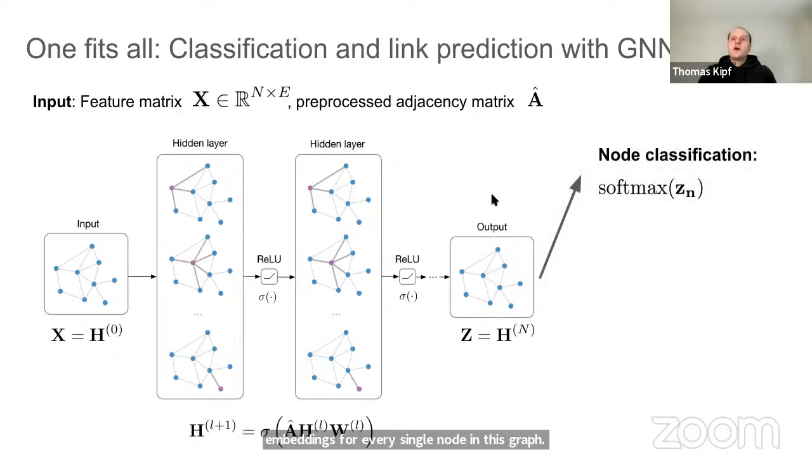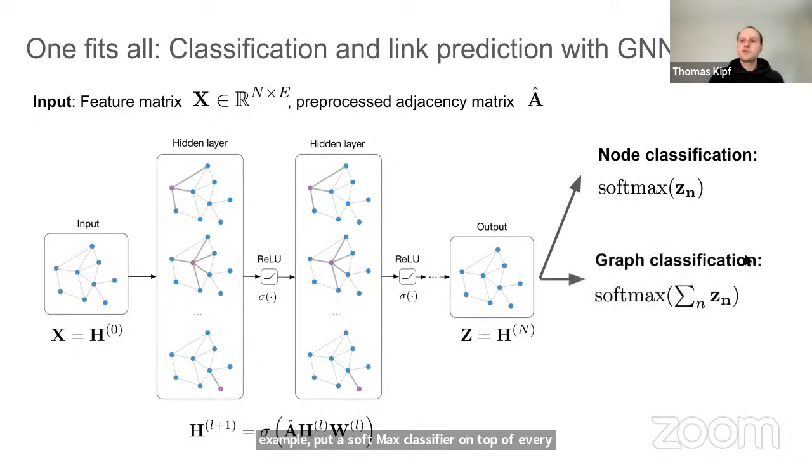And so now we have various different downstream tasks we can apply just based on this final node representation that we get out of the model. In the simplest case, for node classification, we can, for example, put a softmax classifier on top of every single node Zi, or Zn.